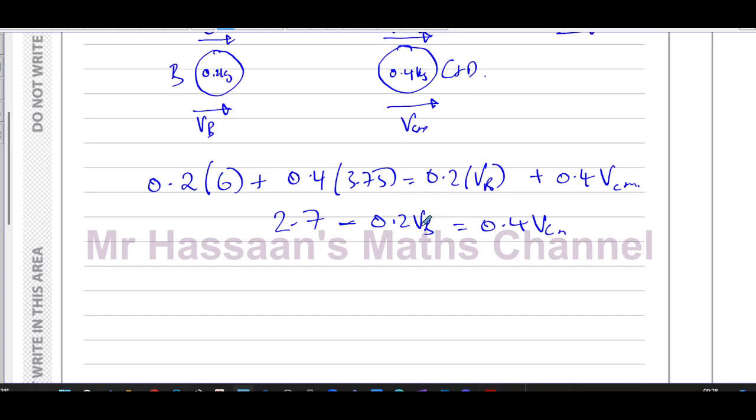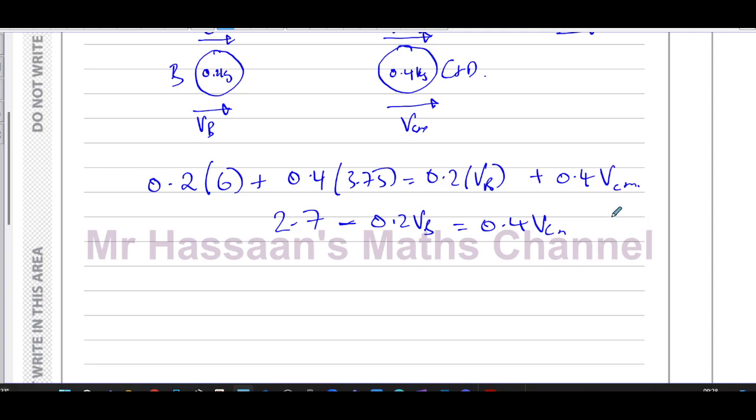So if the velocity of B is bigger, this total side will become less, and then your velocity of C and D will be less. So the smaller the value the velocity of B has, the bigger the whole of this side will be, and the higher the velocity of C will be.